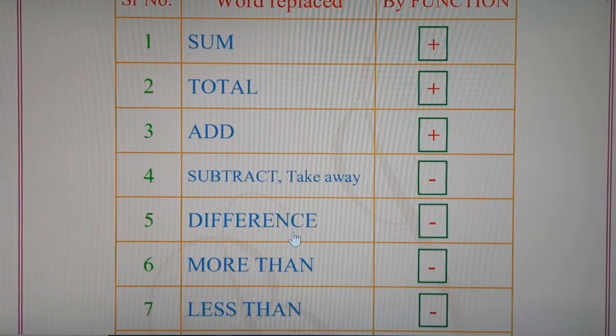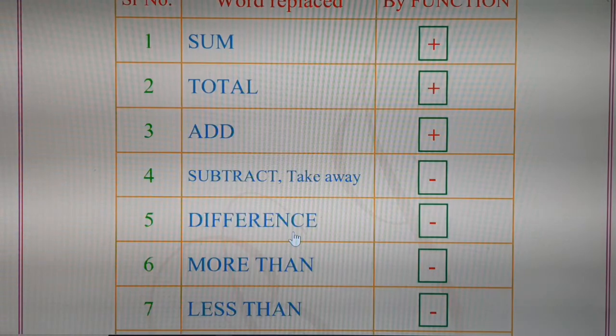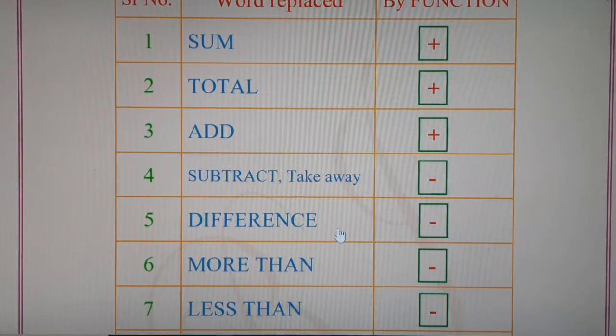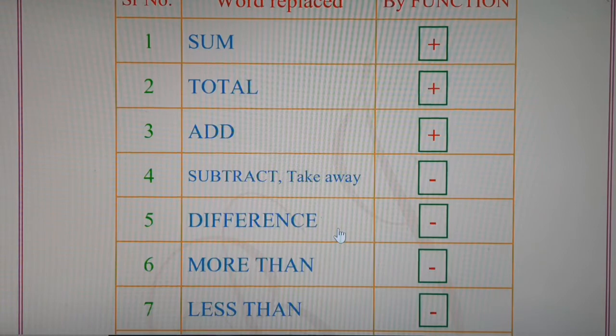Suppose it is given the difference of a number and 5 is 8. Then we'll use the minus sign because the word difference is used. The difference of an unknown number and 5 is 8. That means x minus 5 is equal to 8. That means when the word difference is used, we have to use the minus sign.